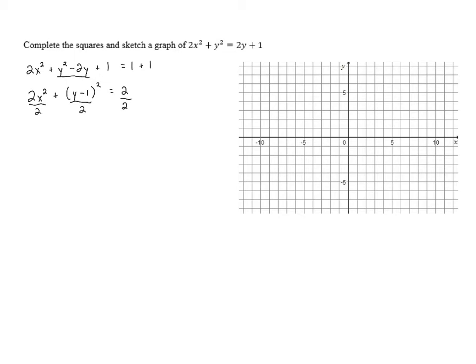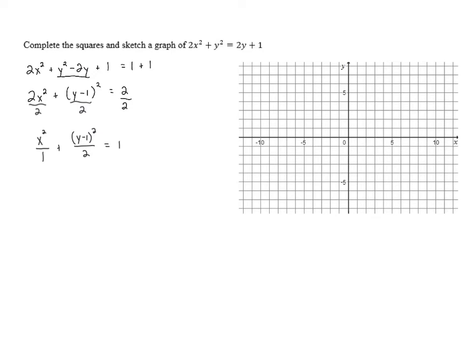On the left, the 2's cancel with the x squared, so we're left with just x squared, which we can also write as x squared over 1, because we will want there to be a denominator that we can look at. Then plus the quantity y minus 1 squared over 2 equals 1.